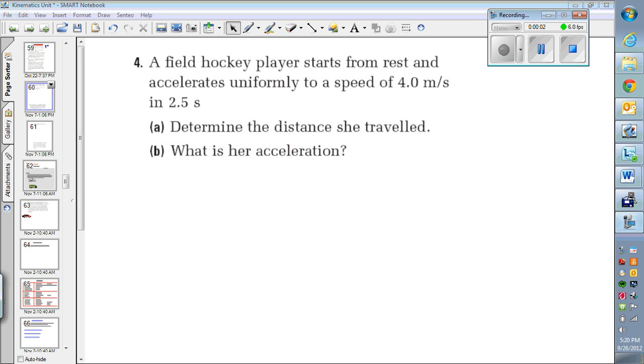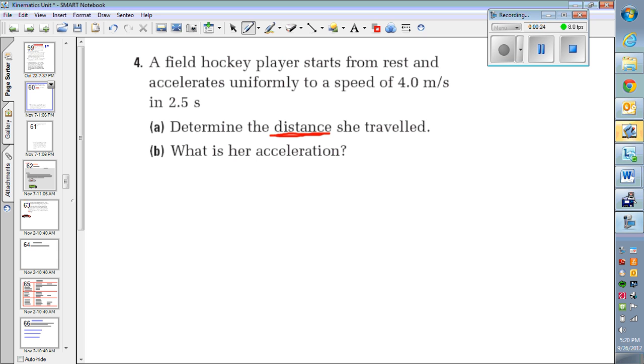Okay, so some of these questions you guys had for homework, or just a good old tutorial if you're watching this on YouTube. We have a question where a field hockey player starts from rest, accelerates uniformly to a speed of 4 meters per second, and she does that in 2.5 seconds. So the question wants you to determine the distance that she traveled.